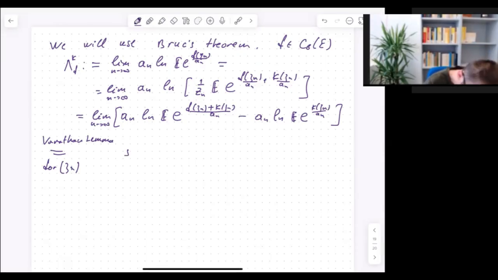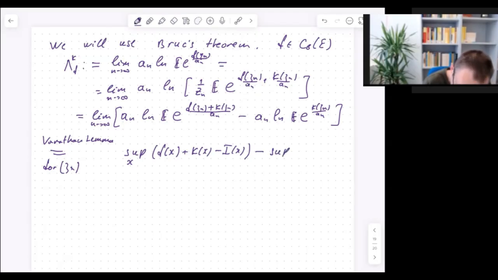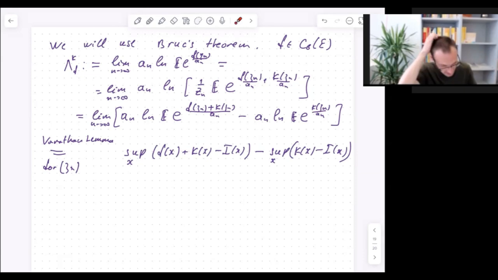Those limits are, for the first term, the supremum over x, and then you have the exponent to this power. This function is continuous and bounded, so f plus k is continuous and bounded, and therefore you have the supremum of f of x plus k of x minus the rate function. And then you have minus the supremum over x of k of x minus I of x, right? Because the function in the Varadhan lemma is k. So therefore you will have k.